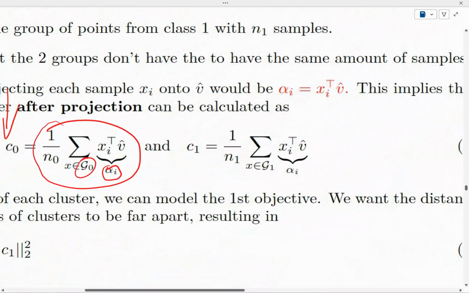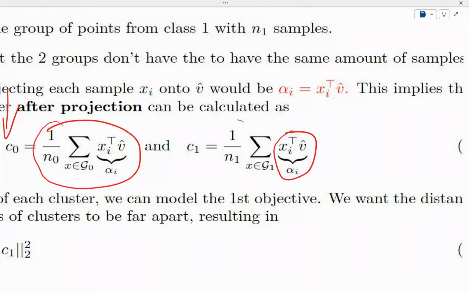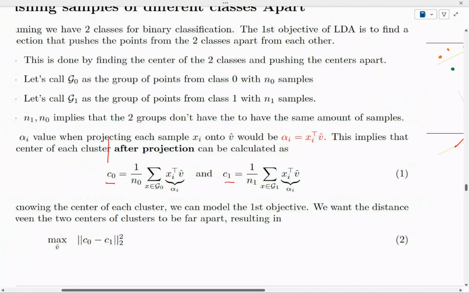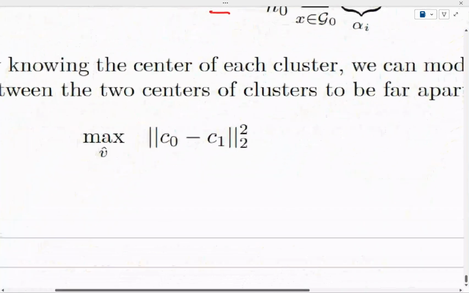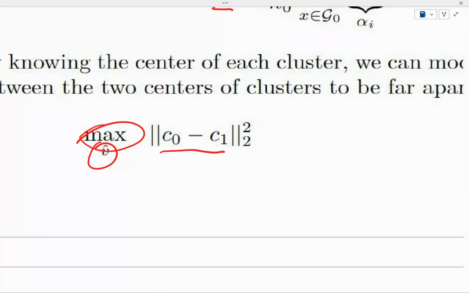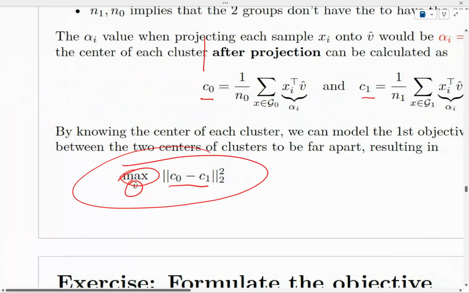For cluster 1, we do the projection, and then we find the average point. So we know the center for cluster 0 and cluster 1, and we want the distance between them to be maximized. So we want to find the vector projection such that the distance between the centers is as far apart as possible. And this becomes our first objective.